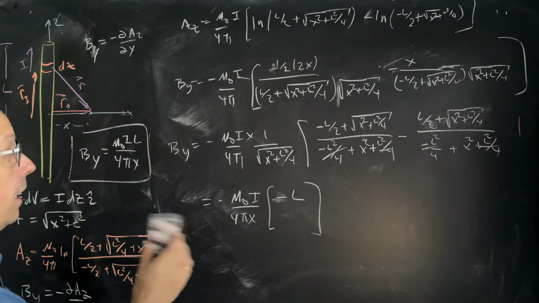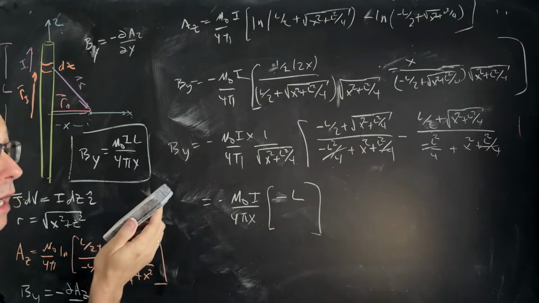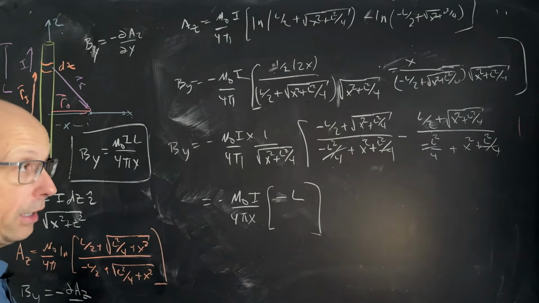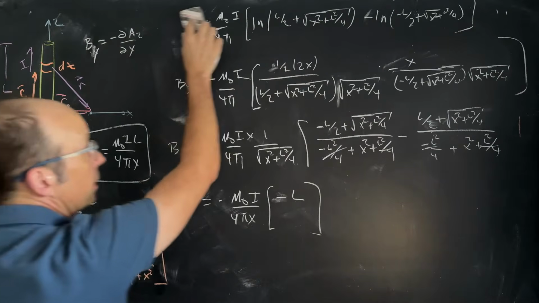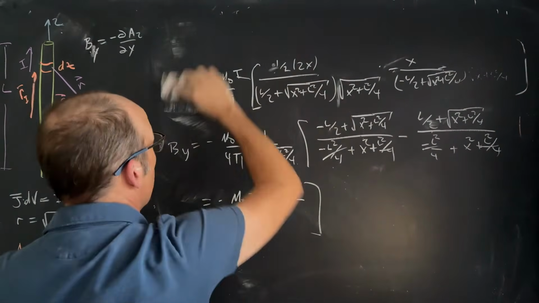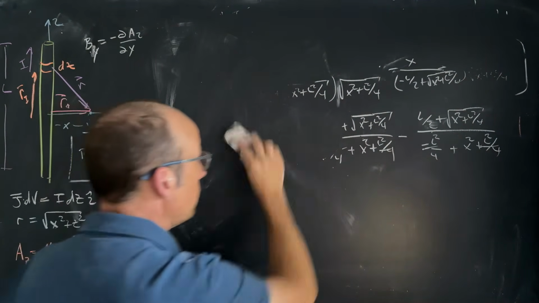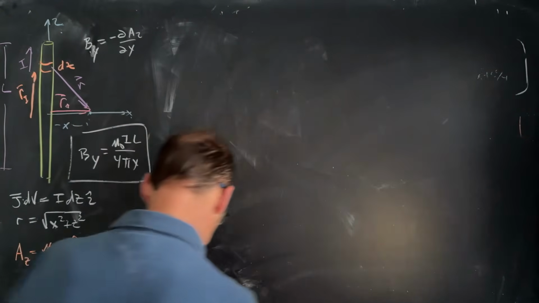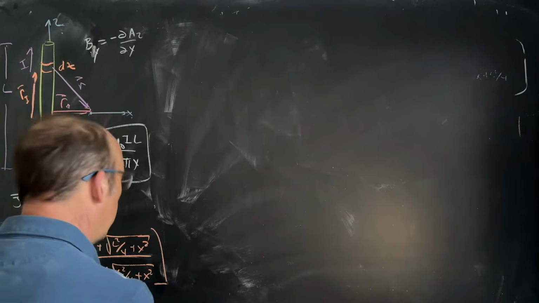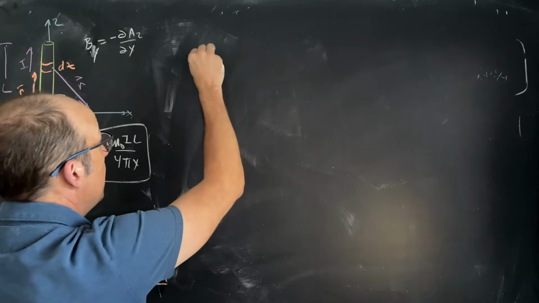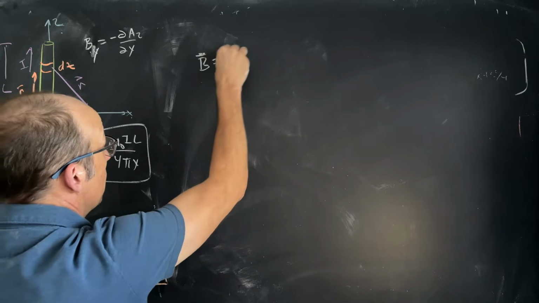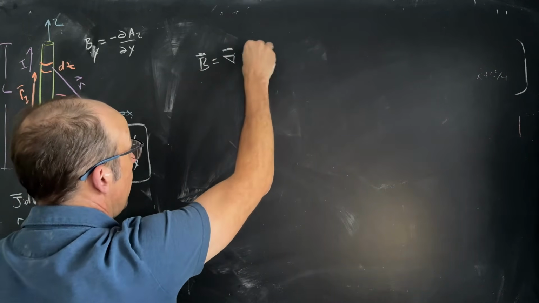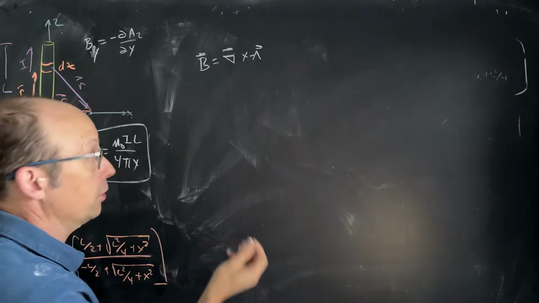Okay, so now what we're going to do is take the curl numerically. So how do you do that? Well, let's just write out the curl in full glory. It's a mess, right? So I have B equals del cross A. But now I don't know anything about A. Let's assume I don't know anything.